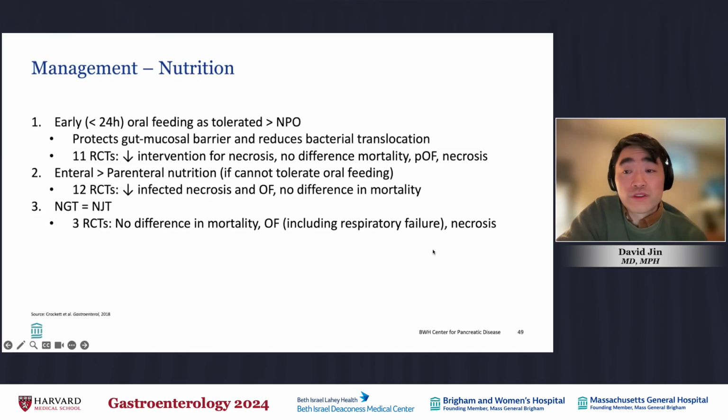And when it comes to enteral feeding, it can be done via a nasogastric or nasojejunal tube. Feeding does not have to be post-pyloric or into the jejunum. There have been 3 RCTs looking at this. There's no difference in mortality, no difference in organ failure, no difference in rates of necrosis.